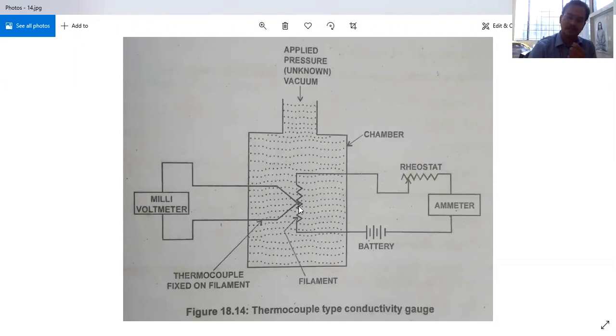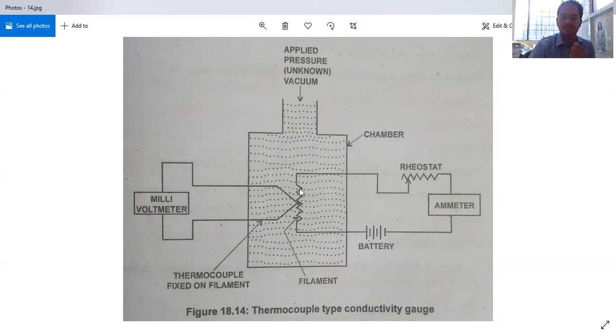Otherwise, this may fuse out. For that purpose, we have used a rheostat. We can adjust the resistance, and we allow the current to pass. We have an ammeter to check the current passing through it. We have a high power supply here, a battery. Then we will switch on this battery, and electricity begins to move through the circuit.